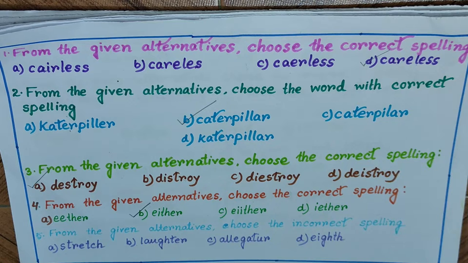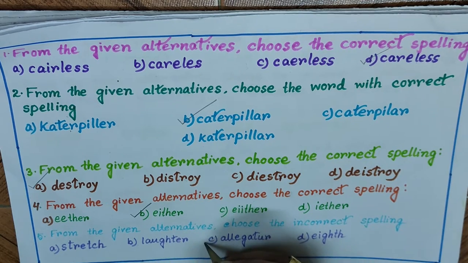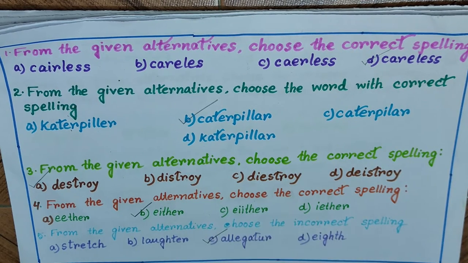Next, question number 5. From the given alternatives, choose the incorrect spelling. Now we are talking about incorrect spelling. So out of 4 options, 3 will be correct, 1 will be incorrect, and we have to mark out the incorrect one. So let's see. S-T-R-E-T-C-H, stretch. L-A-U-G-H-T-E-R, laughter for B. L-E-J-G-A-T-U-R, so alligator, the spelling of alligator is wrong over here, and that is the answer we are looking for. Now let us go to the next one.